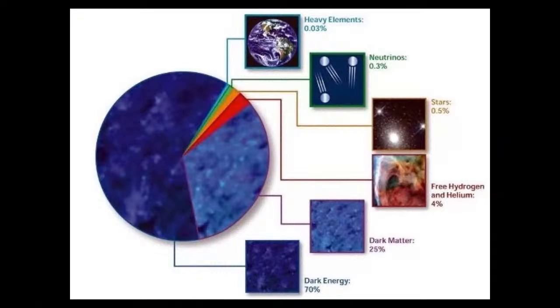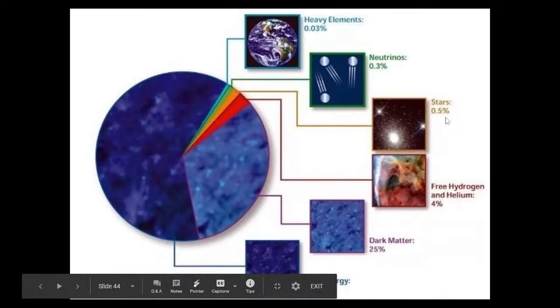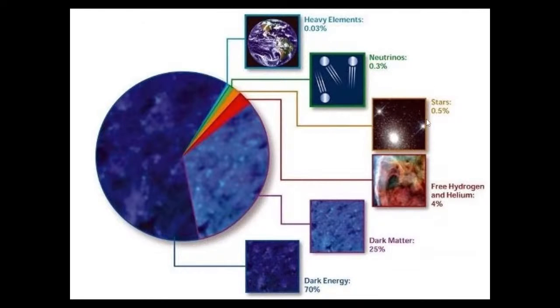So here is again the budget. Roughly, the stars have baryonic matter and they constitute 0.5% of the entire matter, while hydrogen and helium constitute about 4%. By the way, these 0.5% and 4% are by mass or by weight, not by number or by volume. The neutrinos constitute about 0.3% of the total mass.